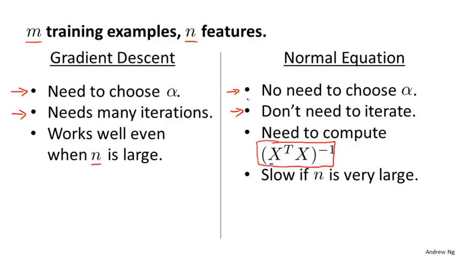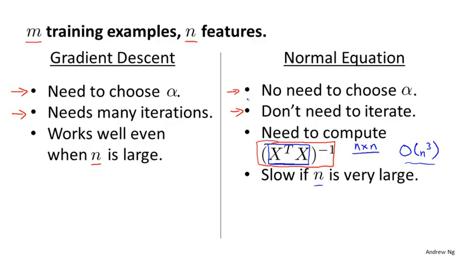This matrix X transpose X is an n by n matrix if you have n features, because if you look at the dimensions of X transpose and the dimensions of X, you can figure out the dimension of the product. The matrix X transpose X is an n by n matrix, where n is the number of features, and on most computer implementations, the cost of inverting a matrix grows roughly as the cube of the dimension of the matrix. So computing this inverse costs roughly order n cubed time. Sometimes it's slightly faster than n cubed, but it's close enough for our purposes.